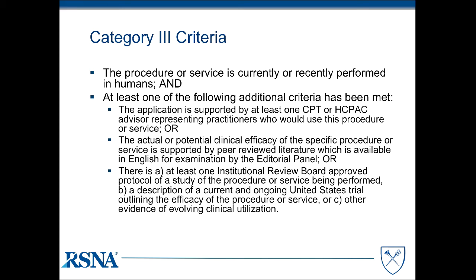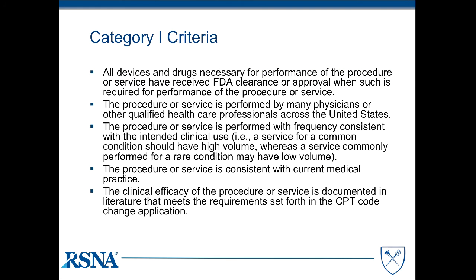Let's spend a moment now talking about Category 3 codes. Remember, these are used to report emerging or investigational services, so the bar is pretty low. But there is a bar. The services need to be currently or recently performed in humans. So if it's something that you're thinking about starting a year or two down the road, it's premature to apply for a Category 3 code. And if you're performing the procedure, say in an animal model, but not yet in humans, that's not good enough. You'll additionally need at least some testimony that the service is being performed by specialty society support or peer-reviewed literature, or at least an IRB somewhere saying that they have a protocol in place.